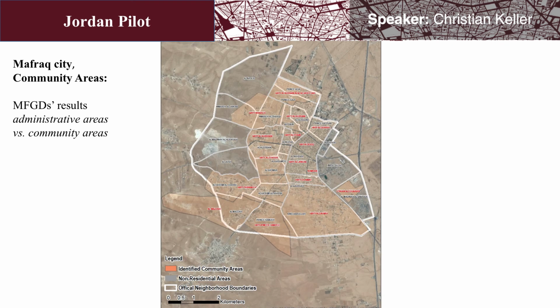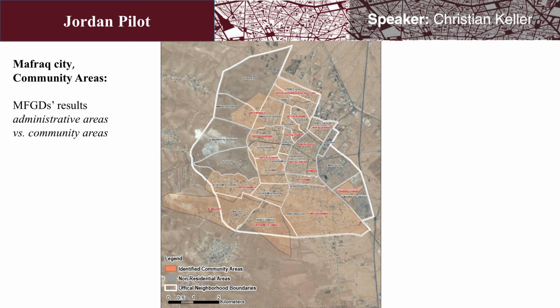You can see an overlay of these two areas. Here we have in white the official boundaries, official neighborhood boundaries, and with the gray lines we have the community boundaries as we identified them, together with MFGD participants. And you see that, while in some cases there's some overlap, especially if you look in the northeast, especially at the periphery, official neighborhood boundaries correspond to our boundaries, or the boundaries that we identified as community area boundaries. But globally, there is not too much overlap.